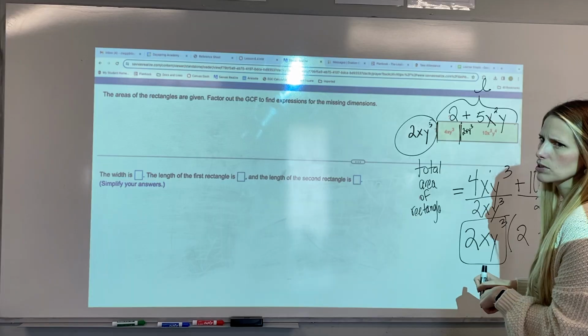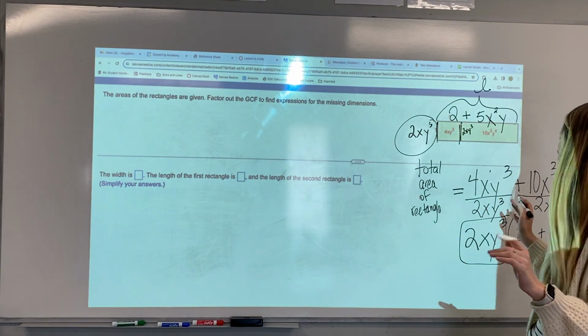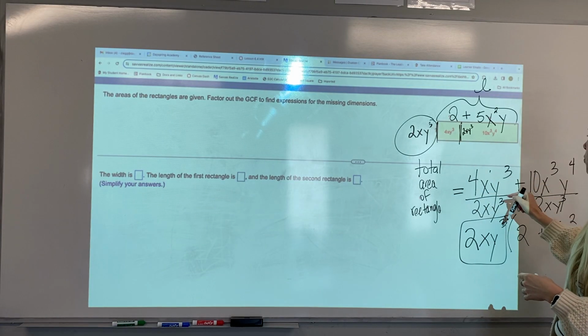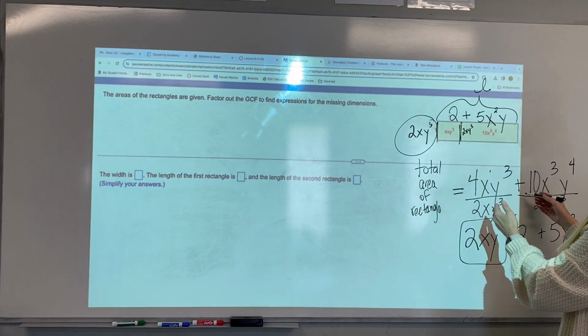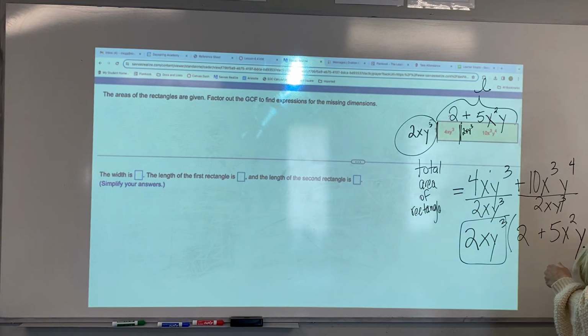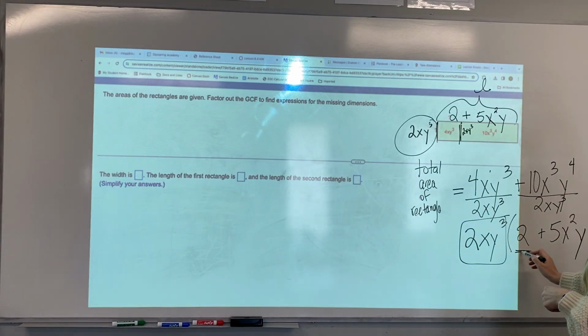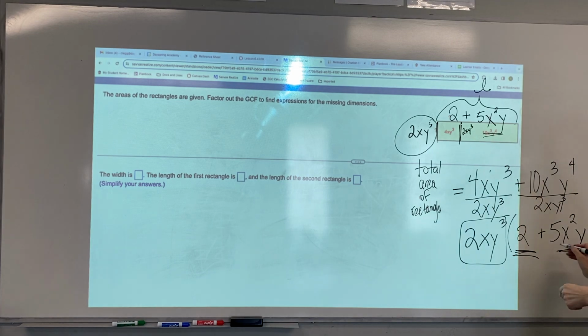Do you guys have the same numbers as me? No? Oh, shoot. Well, all you have to do is take your polynomial here, put a plus sign because together they make the total area. You're gonna factor out the GCF, divide by it, and then you'll get the length of the first rectangle is the first term, and the second rectangle is the second term.